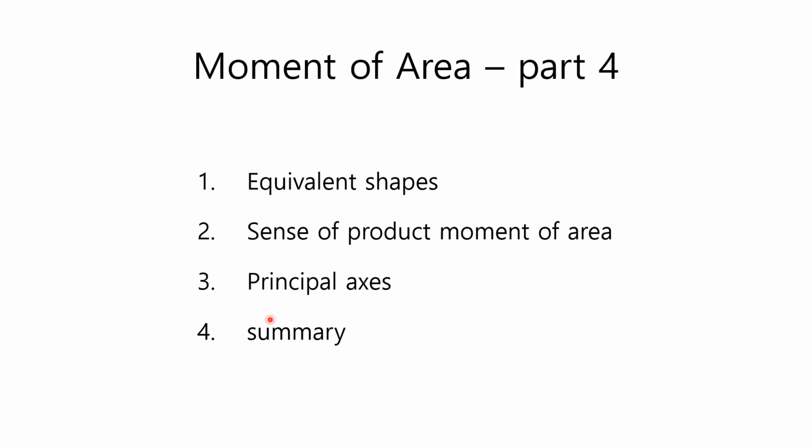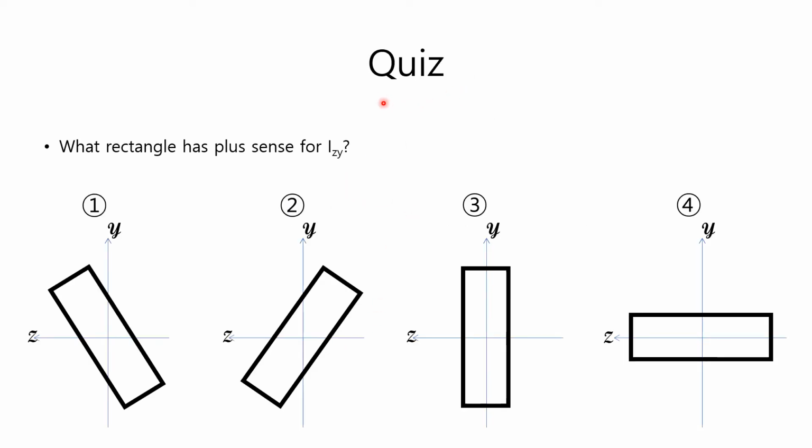Hi guys, I will explain the moment of area, part 4, from equivalent shape to summary. I have a quiz for you. Here we have 4 kinds of rectangular shapes. What rectangle has the plus sense for product moment of area, Izy?